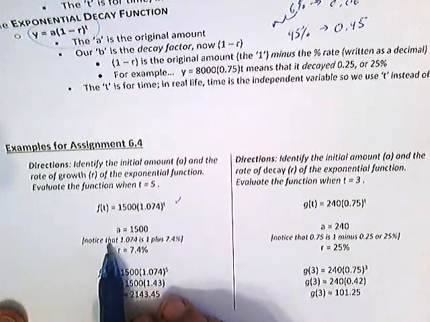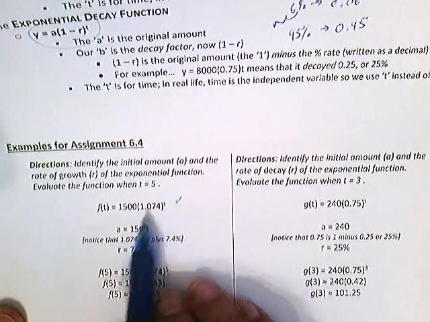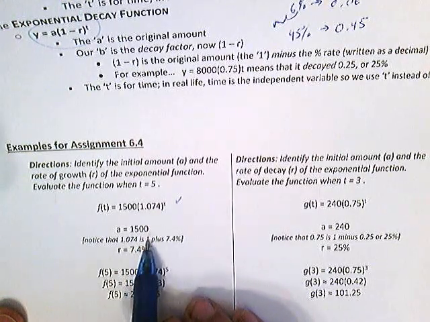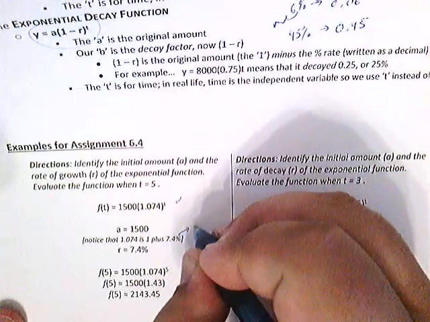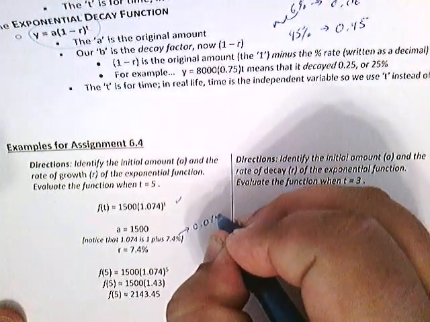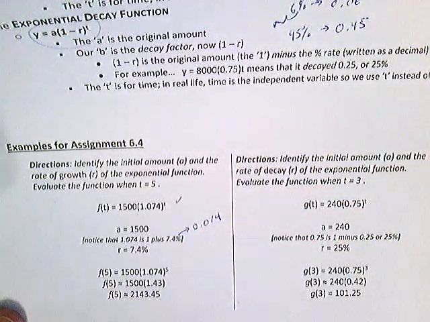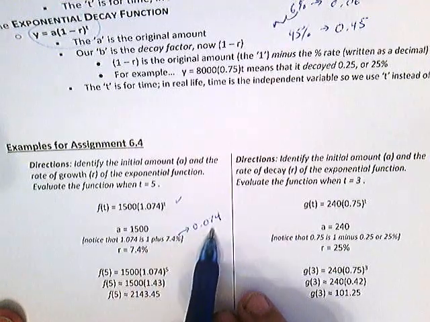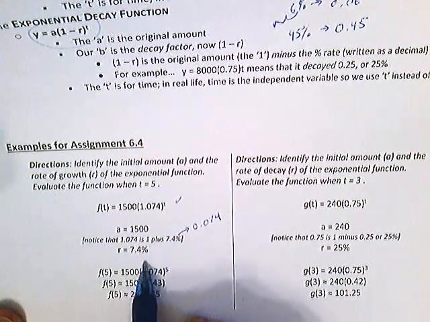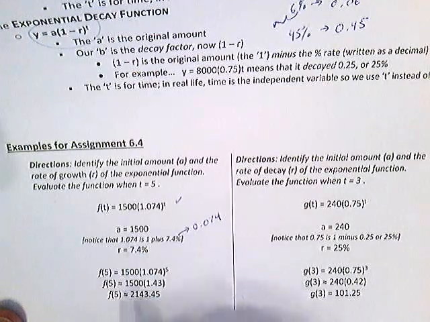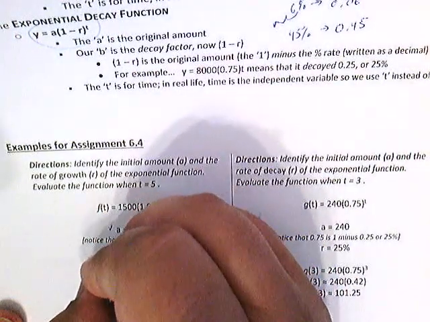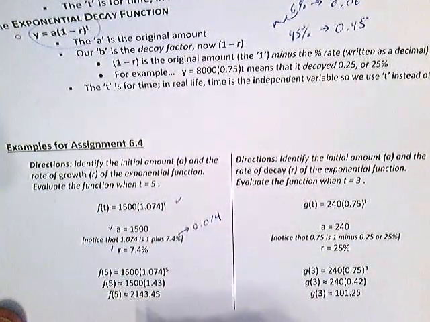Now, again, notice that this number in the parentheses is really 1 plus 7.4%, right? 7.4% is 0.074. Okay, so notice that that is this plus the 1. So our rate is 7.4%. Okay, so that's really all you need to do. That's the first part. You just got to identify those two pieces.